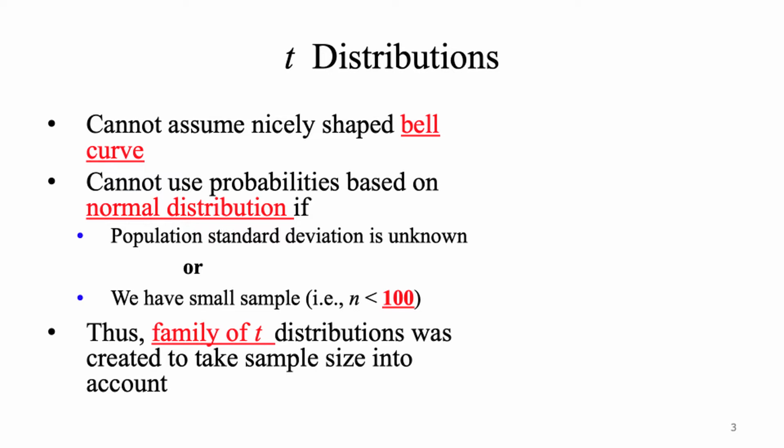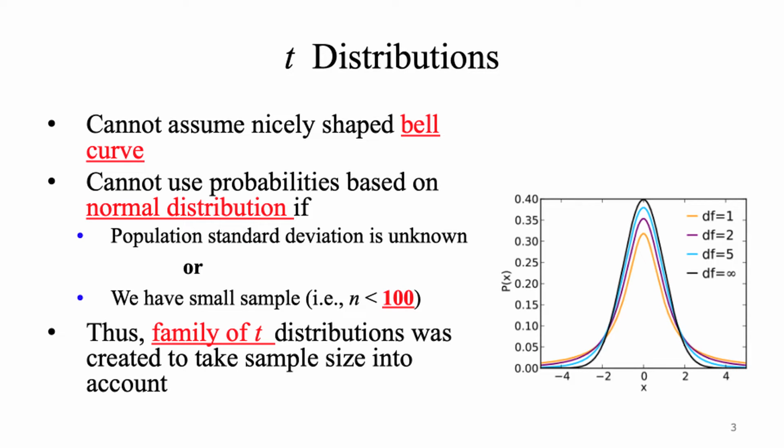So this is the family of T-distributions that were created in order to take sample size into account, and it looks like this. We see here a difference in kurtosis on these distributions. With degrees of freedom equal 1, the yellow curve, it's more platykurtic than is degrees of freedom 2, which is more platykurtic than is degrees of freedom 5, all the way up to degrees of freedom equal infinity. Okay, let's move on.